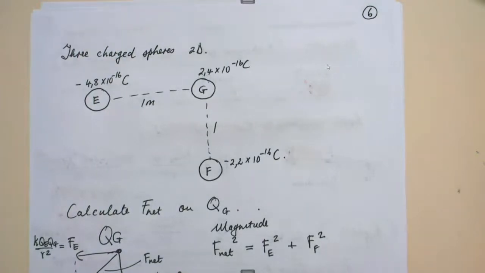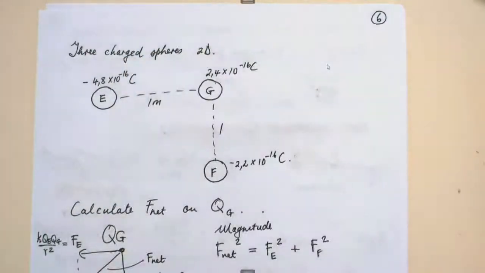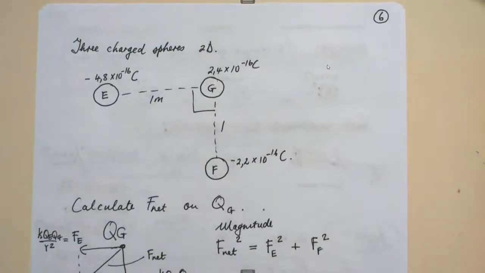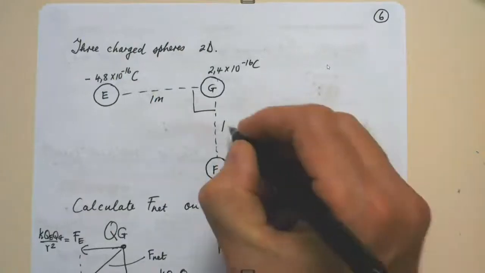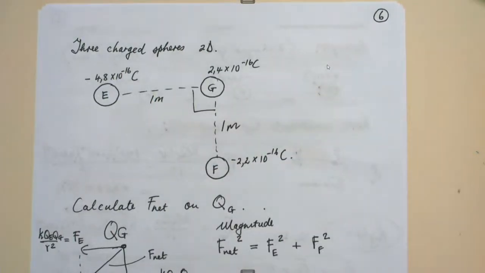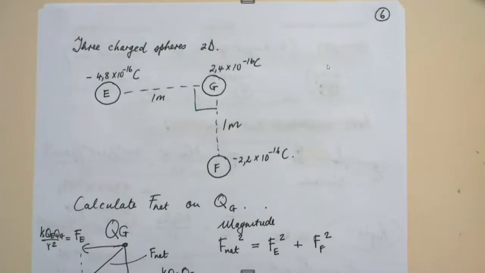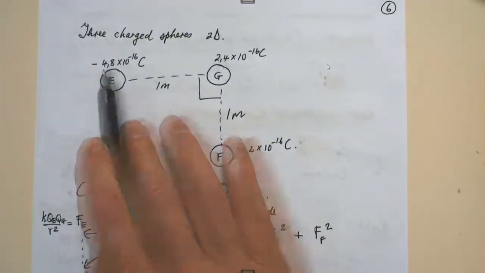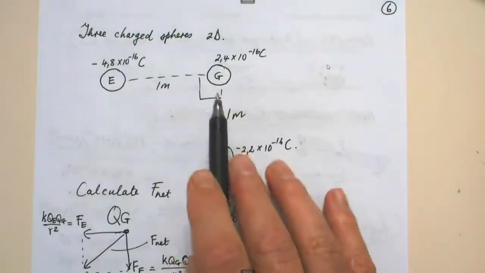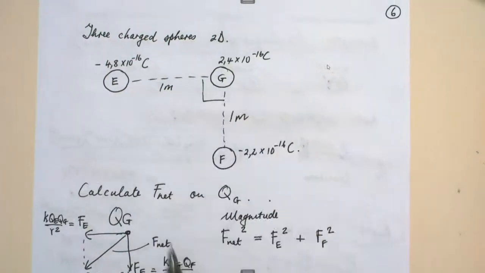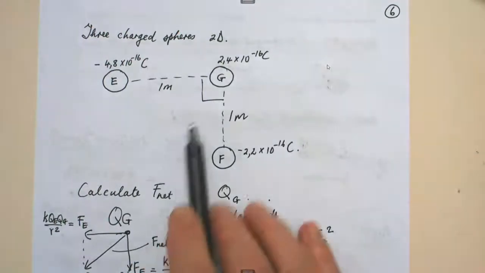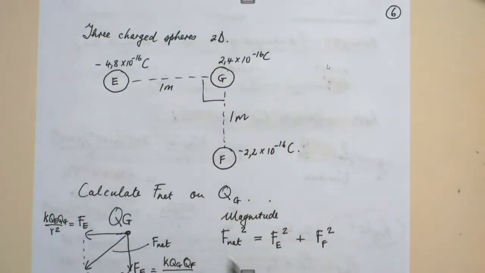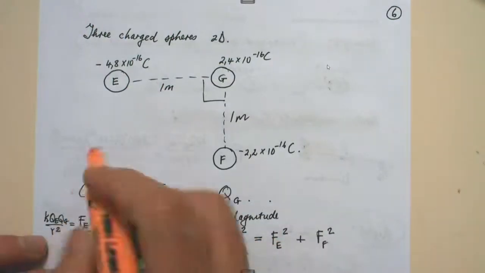In other words, in your syllabus, it will only be where the angle between them is a right angle, 90 degrees. All right, so I give you the values of the three, and I'm not going to do it right up to the answer. I just want to go through the process. I see there's a negative charge and a positive charge, and you will only be asked to work out the F net on the one which is on the right angle, so it will be G in this case. Okay, so there's my question. Calculate the F net on G.